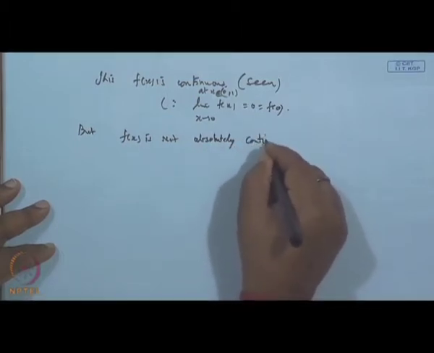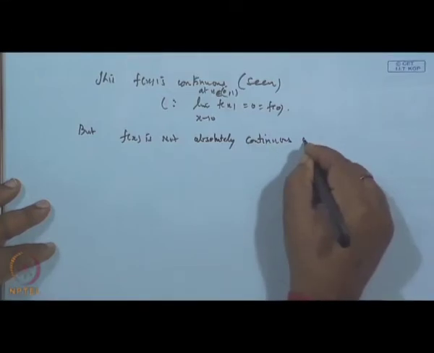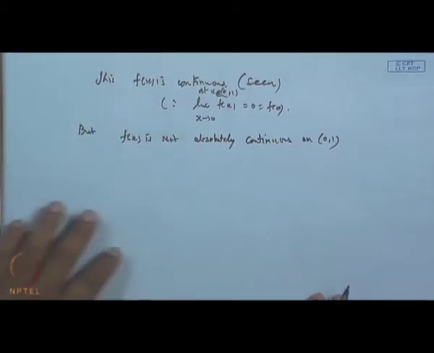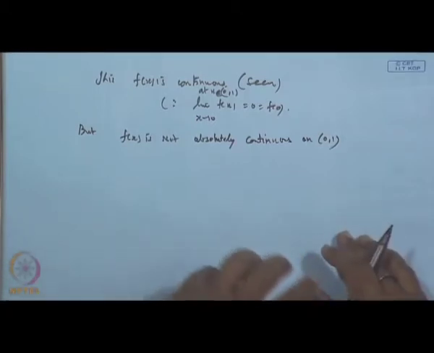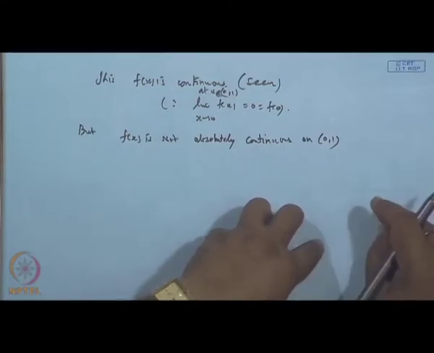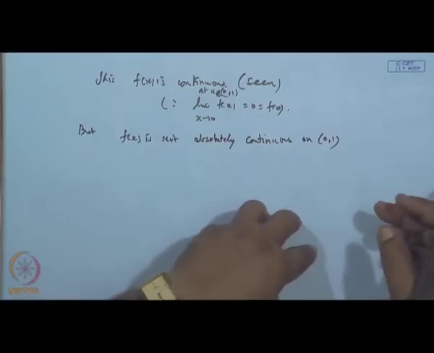Now, we claim it is not absolutely continuous. This function f x is not absolutely continuous on the interval 0 1. Why? It means the absolute continuity condition is not satisfied. That is, if we choose a countable number of subintervals whose total length is less than delta, the fluctuation may not be less than epsilon.